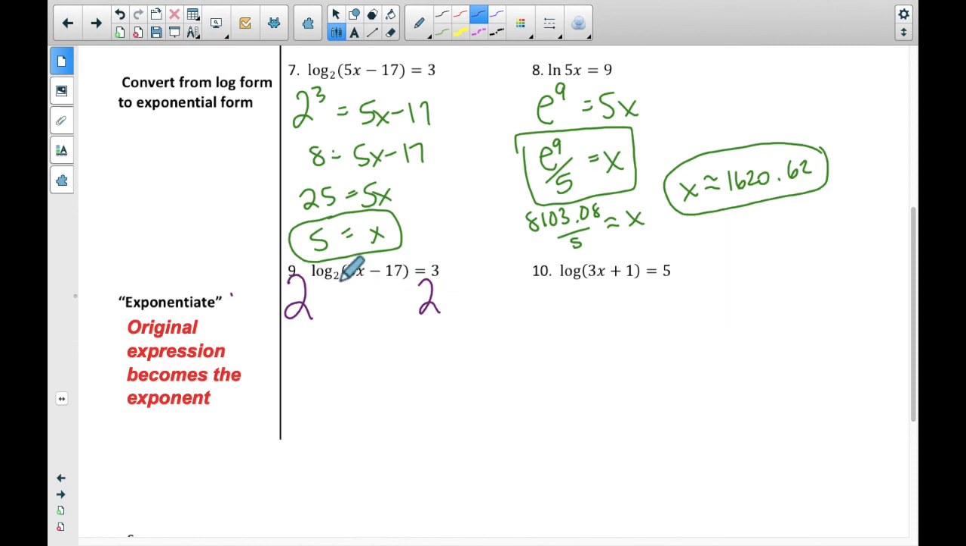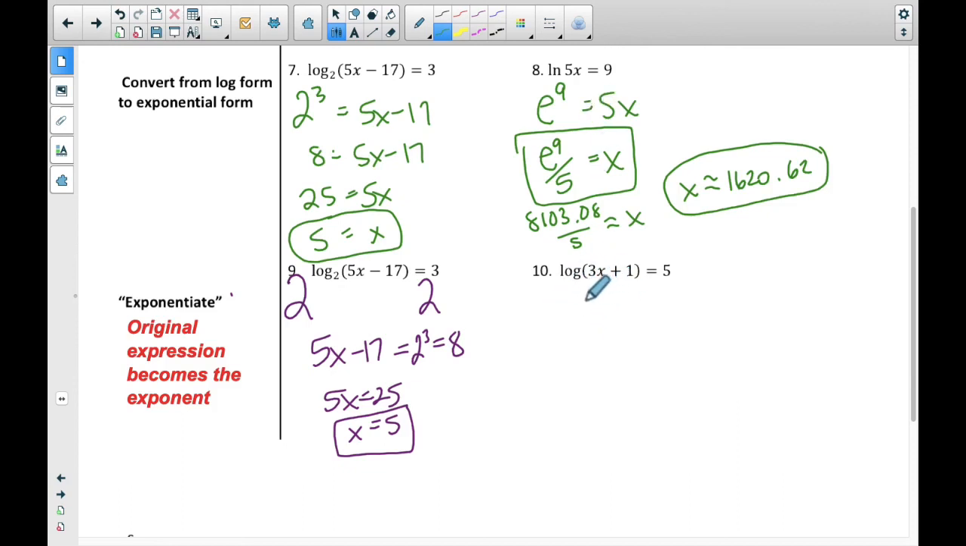And the benefit of that is we've been talking about the log base 2 and the exponent are inverses of each other, and so they cancel out. And so what we get is 5x minus 17 is equal to 2 to the third. And again, we'll make that 8, and then we will solve it. And that can play out with natural logs. It can play out with common logs.